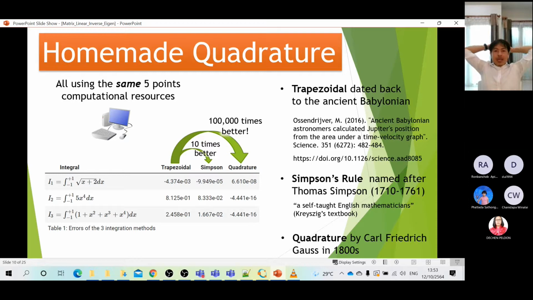By the way, let's imagine that you are this guy, that you are Mr. Gauss, and you found a method that uses the same computing power, but is 100,000 times better. How do you publish a paper on that? How do you convince your friends and your peers that you have found that method?